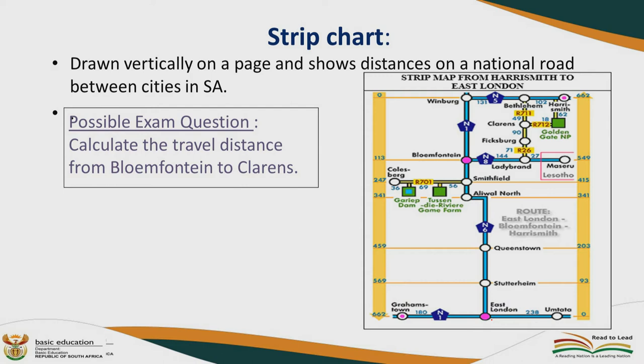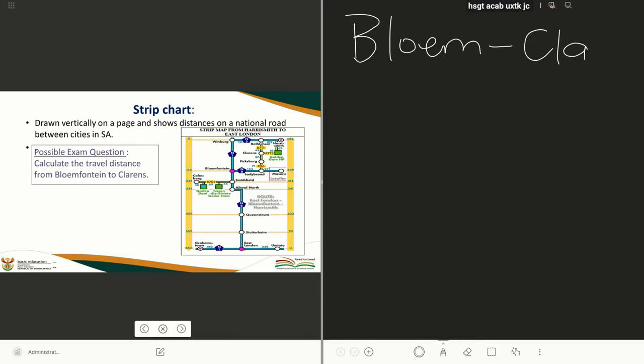And then a possible exam question, they can ask you to calculate the travel distance from Bloemfontein to Clarence. This one is not very straightforward. Look, where is Bloemfontein? There is your Bloemfontein. And where is Clarence? There is Clarence. So how do you answer this one? We want the distance from Bloem to Clarence. So you are going to start here.